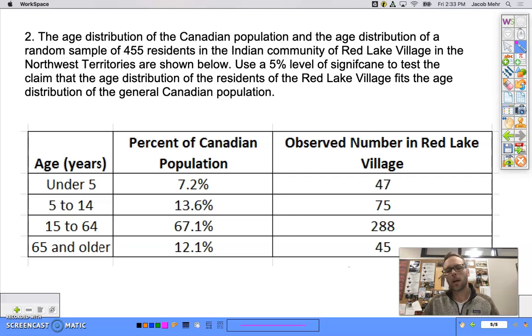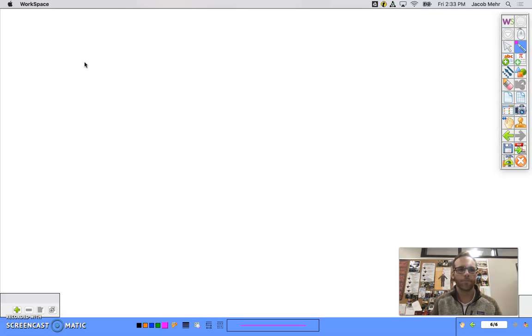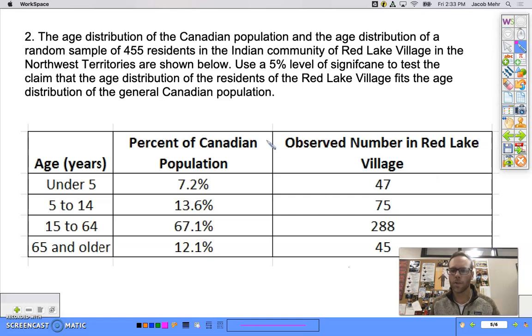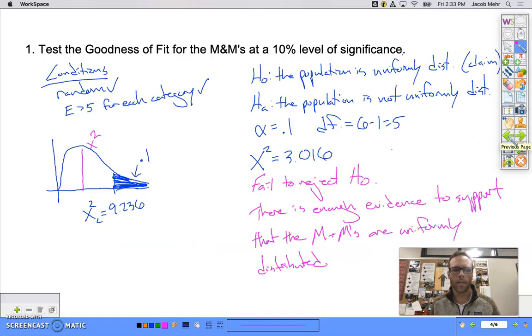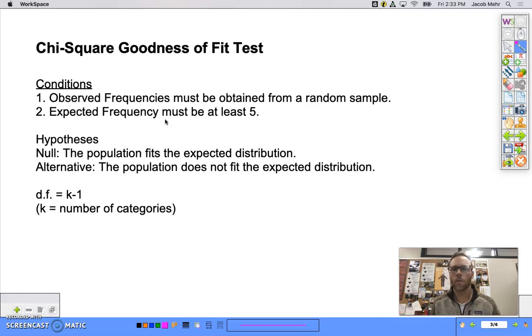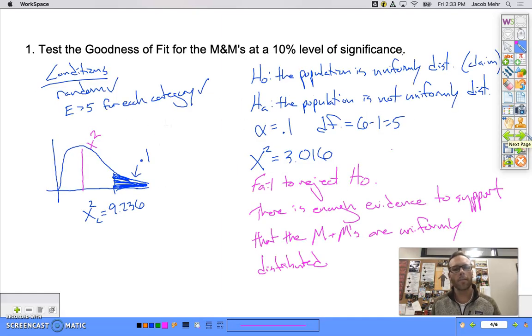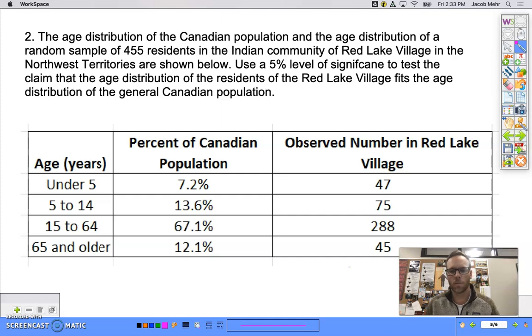All right, so what are we going to do here? Well, let's make sure our conditions are met. All right, conditions. First off, we've got the random. Check. What was our other condition? We needed the expected frequency to be at least 5. Well, we haven't done any of the expected frequencies yet. So let's jump on that right now.